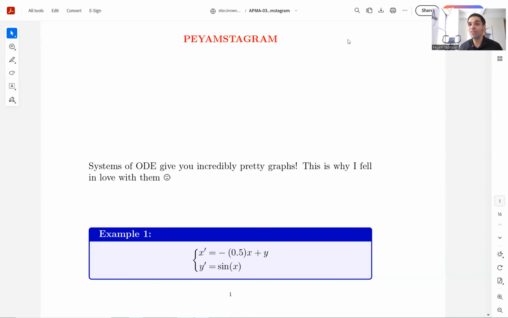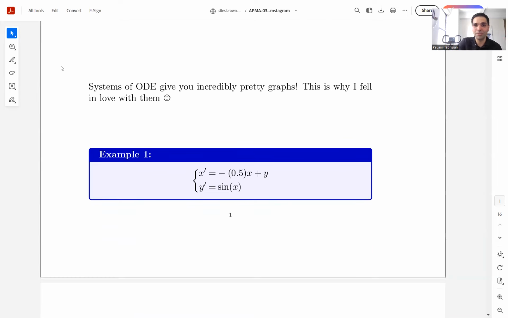All right, welcome to a segment I like to call Peyamstagram, which is also my Instagram handle, but that's something else. And in fact, I want to show you now that systems of ODEs can give you quite incredible graphs. In fact, this is one of the reasons I fell in love with that subject.